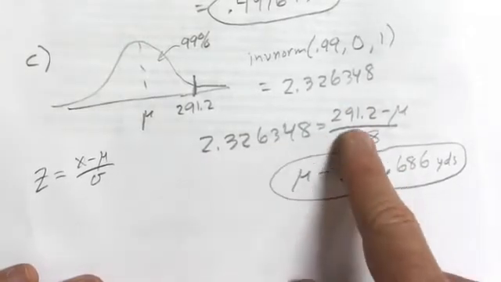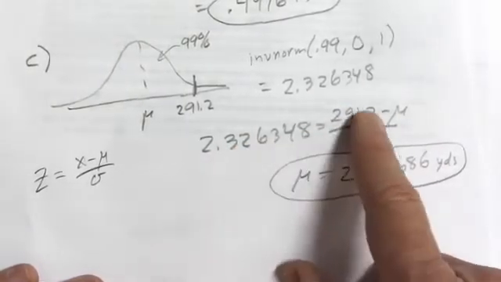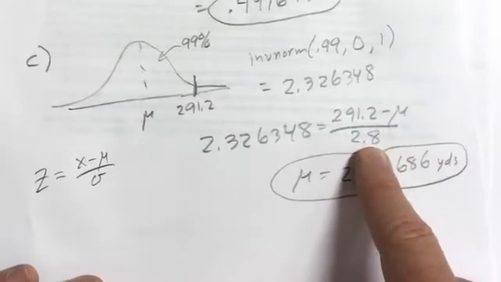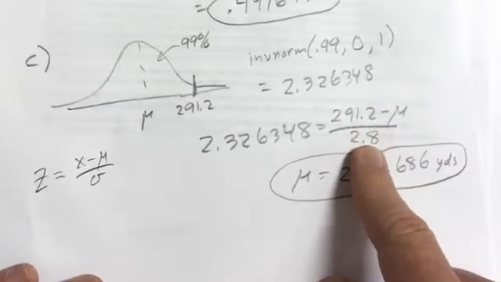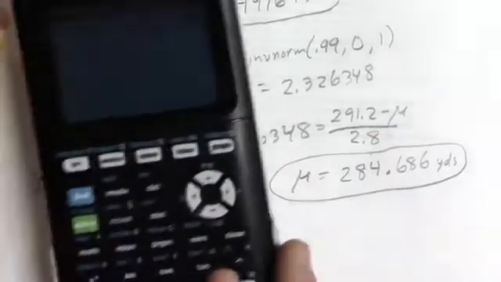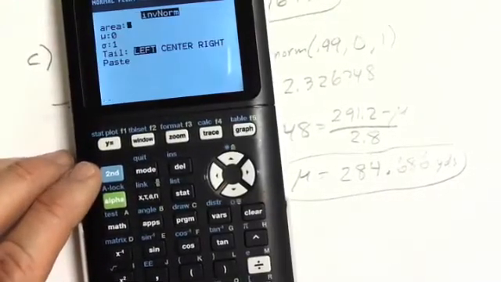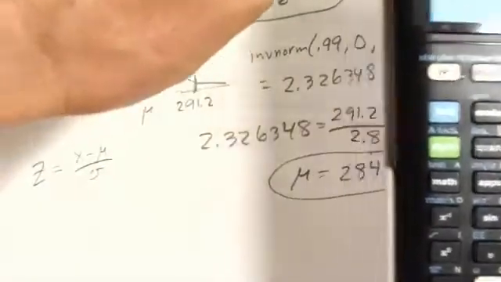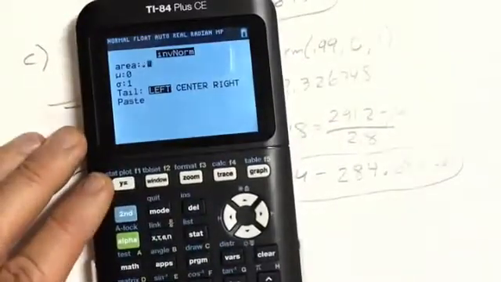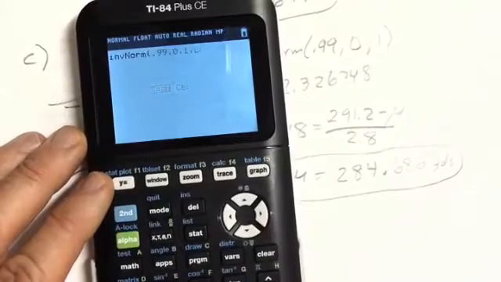And so we then plug that into the formula for z-score, okay? And so, of course, inverse norm, let me remind you. So inverse norm, and that would be 0.99, mean of 0, standard deviation of 1.